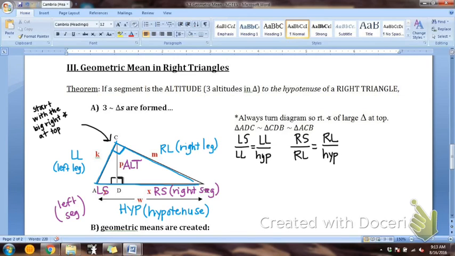So what's the geometric mean in this group? Right leg. Okay, the third and final geometric mean proportion we're going to have is left seg over altitude equals altitude over right seg.